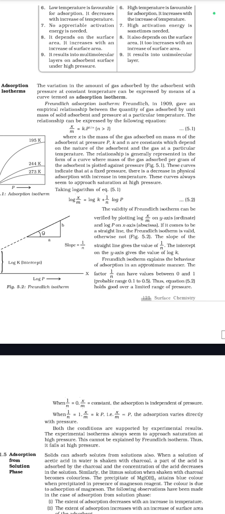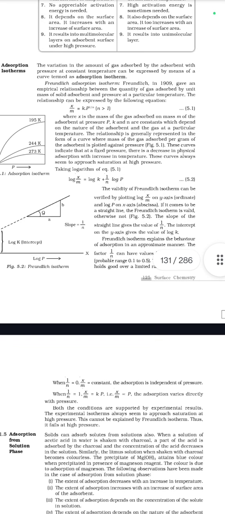Freundlich adsorption isotherm. Freundlich in 1909 gave an empirical relationship between the quantity of gas adsorbed by unit mass of solid adsorbent and the pressure at a particular temperature. The relationship can be expressed by the following equation, where x is the mass of gas adsorbed on a mass m of the adsorbent at a pressure P. K and n are constants which depend on the nature of the adsorbent and the gas at the particular temperature.